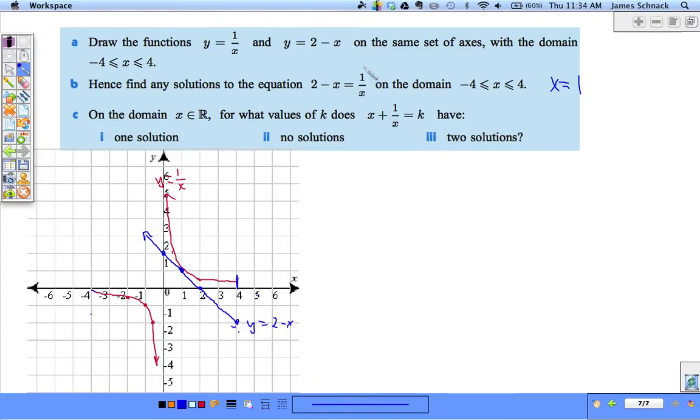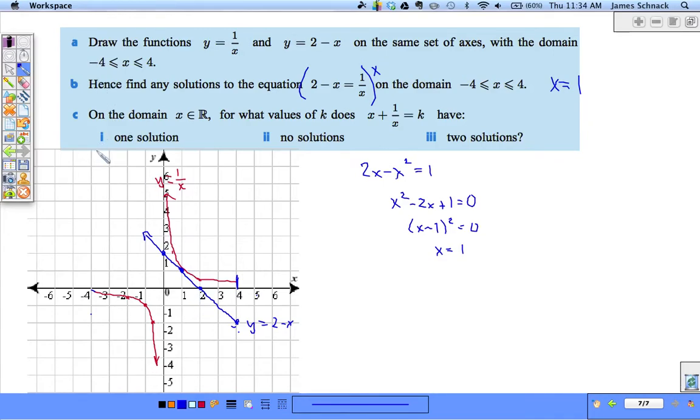We could solve this. We could multiply everything by x, and we get 2x minus x squared equals 1. So then x squared minus 2x plus 1 equals 0. And then we have a quadratic that we could solve, and we end up getting a factorable quadratic that is a perfect square. So x is 1. And that's what we ended up with here visually.